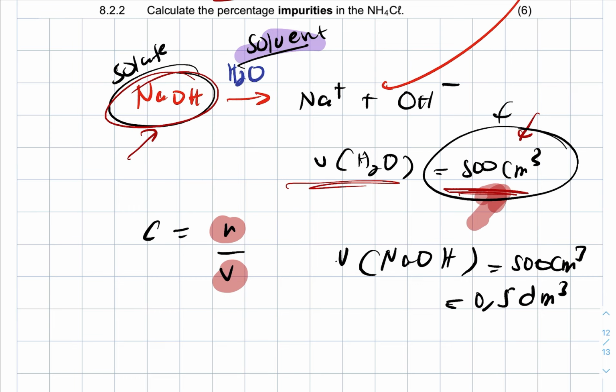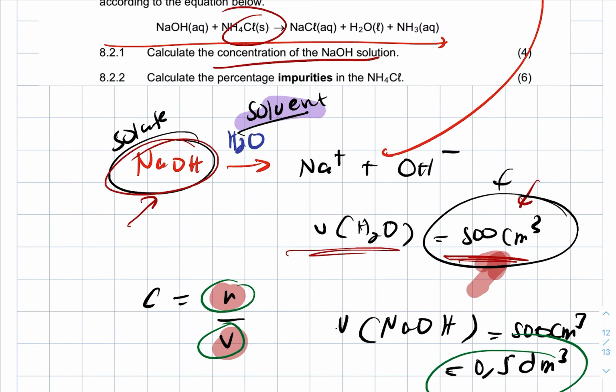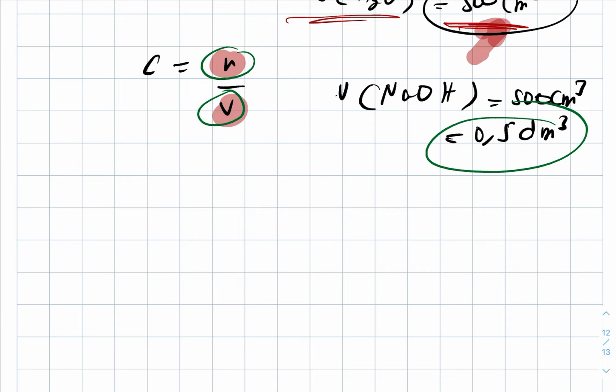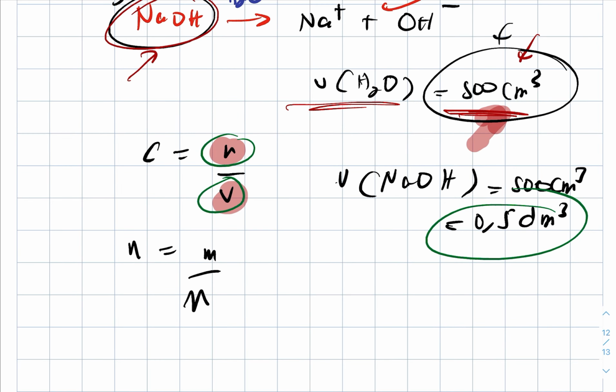So that's the volume that we're going to use for sodium hydroxide here. But the number of moles, however, are not given to us here. Maybe that's where the 4 marks come from. We're given, however, the mass. In order to do that, we'll first need the number of moles by using the equation mass divided by the molar mass. If you take the mass of a substance divided by its molar mass, you're going to get the number of moles. What is the mass of the substance? The mass given to us is 6 grams.